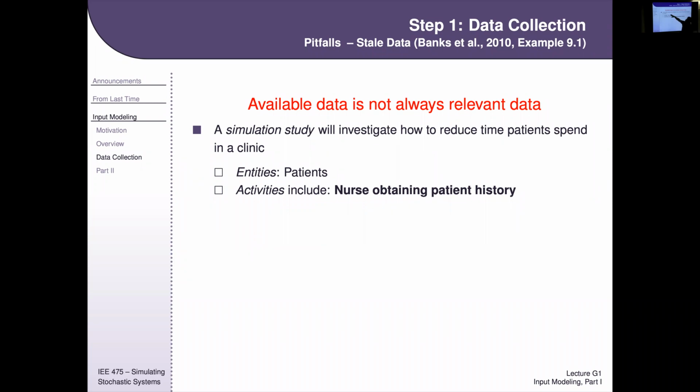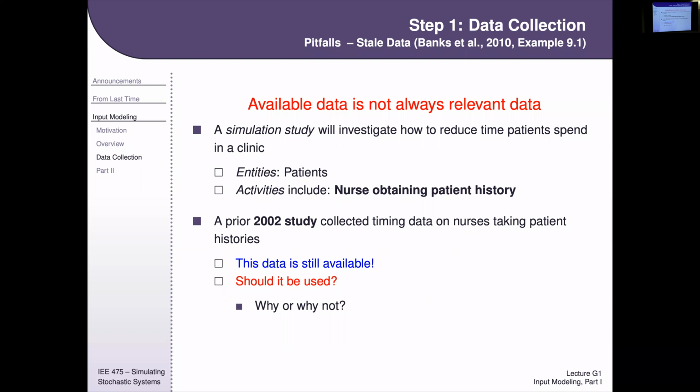Let's say we were tasked with investigating how to reduce time patients spend in a clinic. The entities for this model are the patients. They're the ones that are getting delayed. The activities include a nurse obtaining patient history. So the nurse is a resource, and it takes her or his time to obtain a history from each of these patients. There's a prior study from 2002, 20 years ago-ish, that already collected timing data on nurses taking patient histories, and that data is still available.